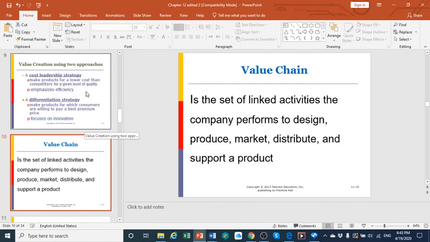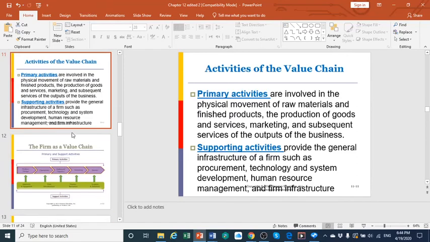Okay, creating value. This means that we should provide the basic requirements for the value itself, which we call the value chain. The value chain means the set of linked activities that the company usually performs to design, produce, market, distribute, and support the product itself. So this is the meaning of the value chain. Let us look at what kind of activities organizations usually offer in order to produce the products that we were talking about, with a certain value for the customers.